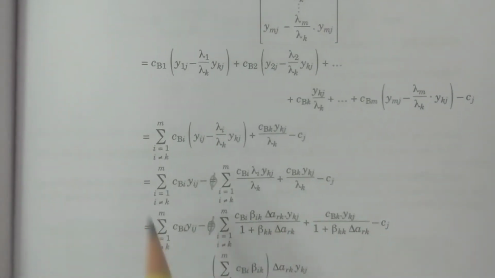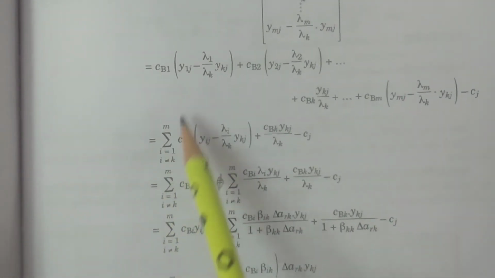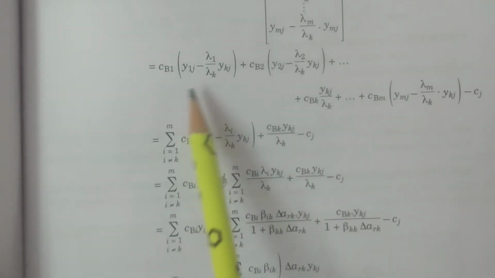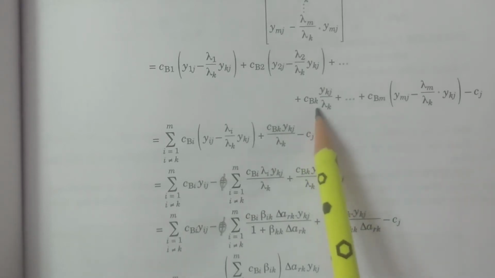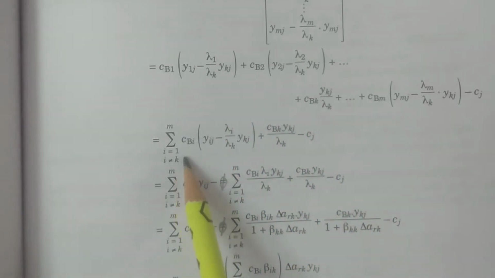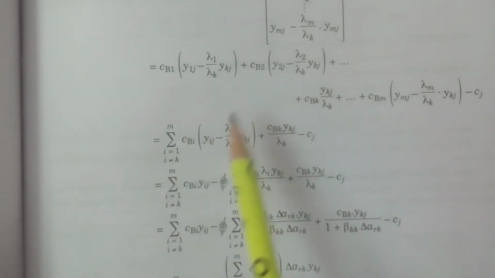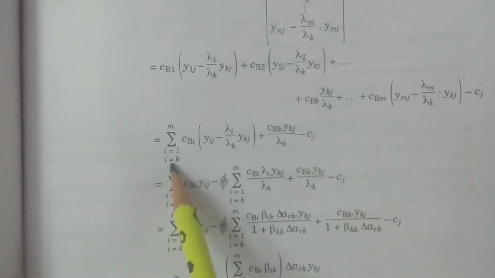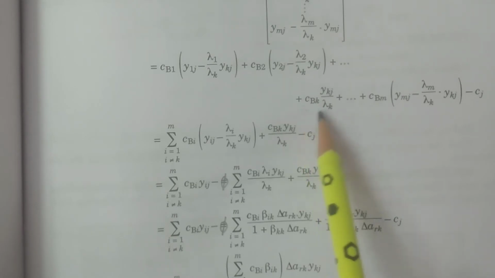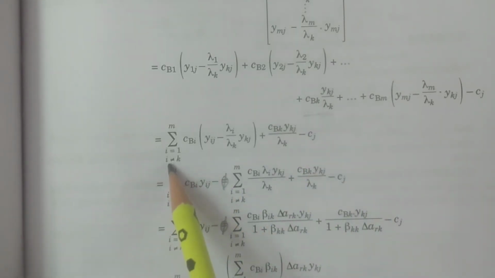Observe here, I'm using a summation. Terms 1, 2, and so on up to the mth one, except this kth one, the remaining all follow a similar way. That is what we are writing in one summation: summation i equal to 1 to m, i not equal to k. Only the value i equal to k we are not considering. That is why we have written i not equal to k.